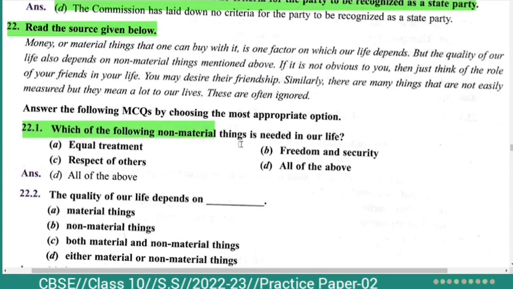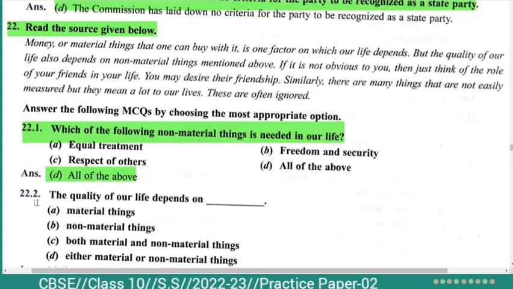Question number 22.1. Which of the following non-material things is needed in our life? Option A, equal treatment. B, freedom and security. C, respect of others. D, all of the above. Answer is option D, all of the above. So which of the following non-material things is needed in our life? Equal treatment is needed, freedom and security is needed, respect of others is needed.